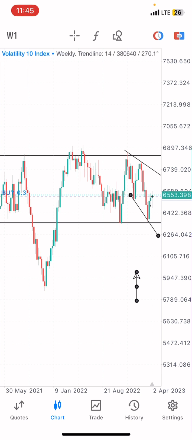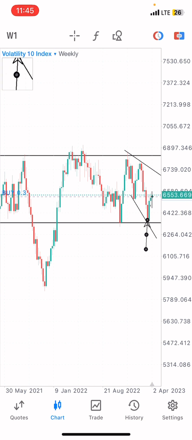So what are our expectations on this Volatility 10 Index, or why did I get into the buys? Why did I buy Volatility 10 Index, since I saw the weekly time frame giving me these formations and all of that?